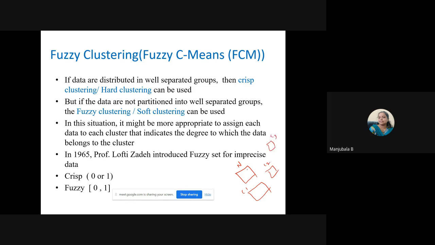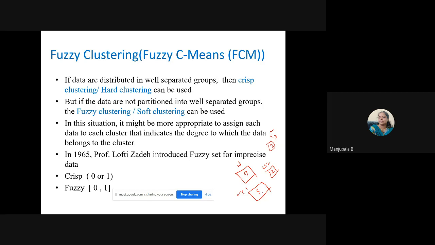Suppose we have 9 points in the data set. Assume cluster 1 contains 5 points, cluster 2 contains 2 points, and cluster 3 contains 2 points. These 5 points are P1 to P5, this is P6, 7, and this is P8, 9. So P1 to P5 completely belong to the cluster C1, right? They do not belong to the cluster C2, or to the cluster C3.